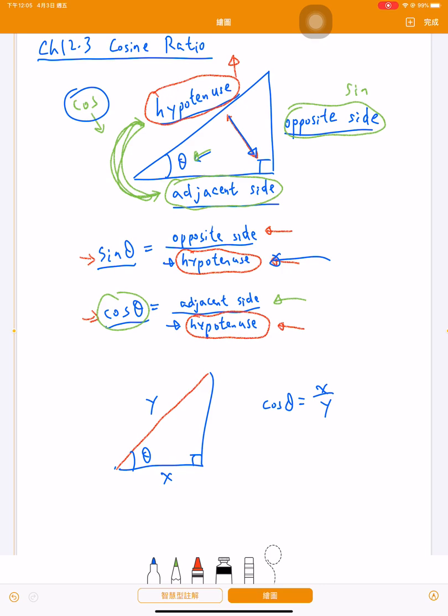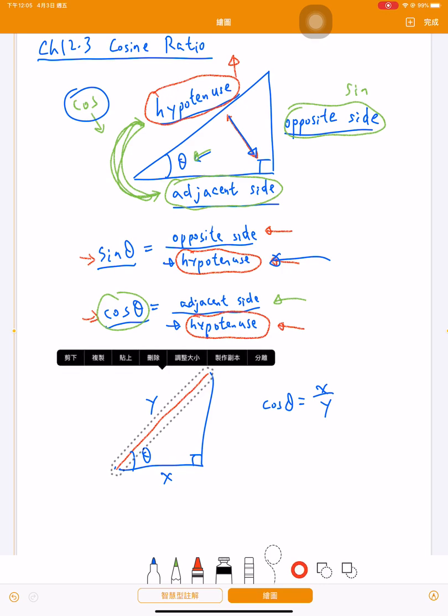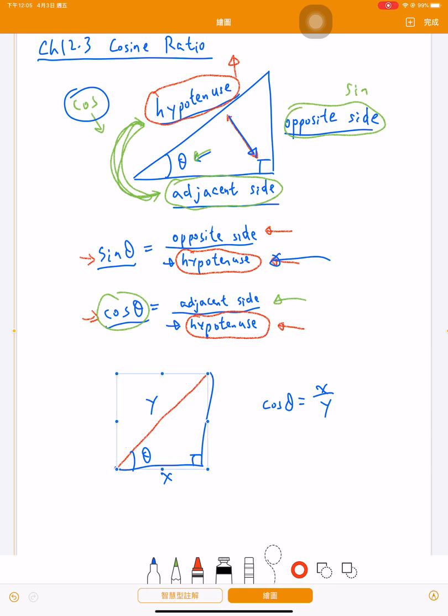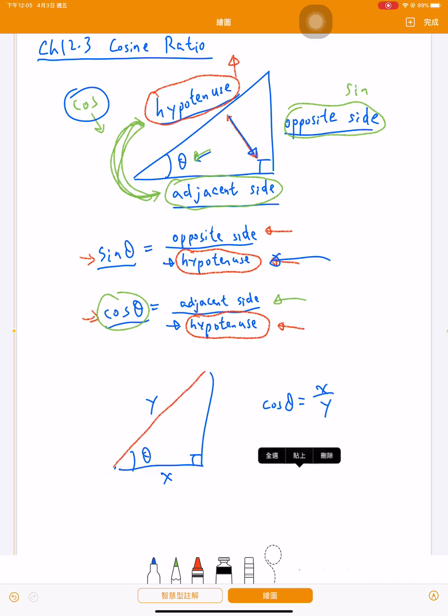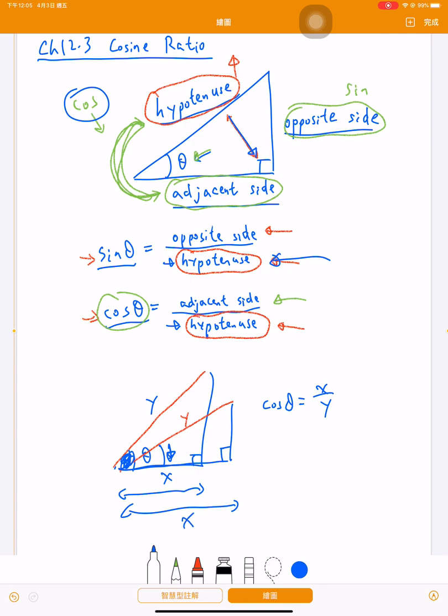If I move this y, for example, I move it in here, and have the same y here. You can see the new right triangle will be here, right? The theta will become less, right? This one greater, this one smaller. You can see the x here will be larger, right? The x will be increased.